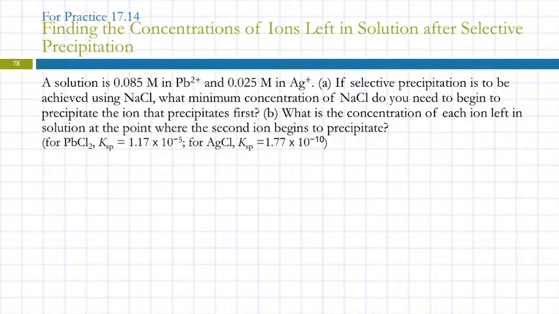Okay, so which ion is going to precipitate first? The silver chloride, because its KSP is smaller. It's less soluble than lead chloride. So the silver chloride will precipitate first. Part A is asking, what is the minimum concentration of sodium chloride to begin precipitating the silver?